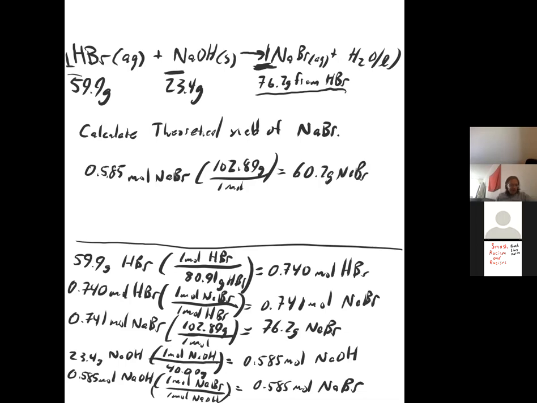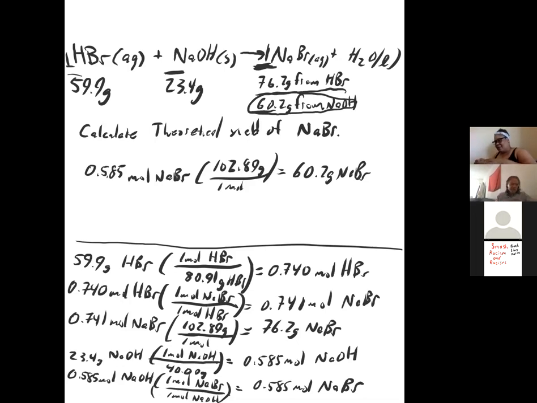So we have 2 answers. This is from the NaOH. Okay, you pick the smaller one. The theoretical yield is the smaller one. So that means they don't ask you this question. They just ask you what's the theoretical yield? Well, your answer would be there, 60.2 grams.